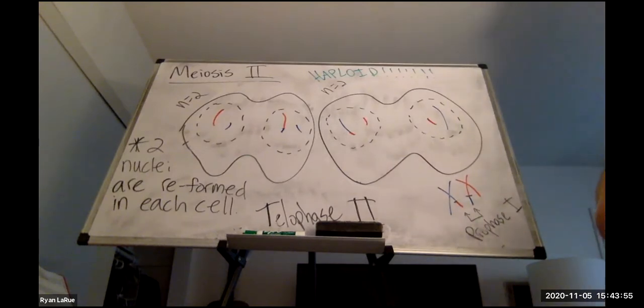So you can start to see here why or how, really, we're going to end up with four total cells at the end of all this. Two cell divisions during meiosis. Started with one, end up with four.